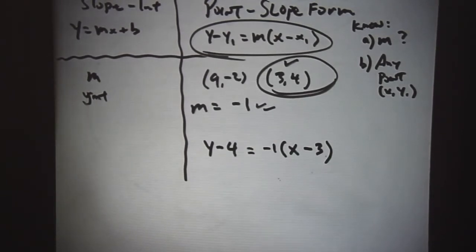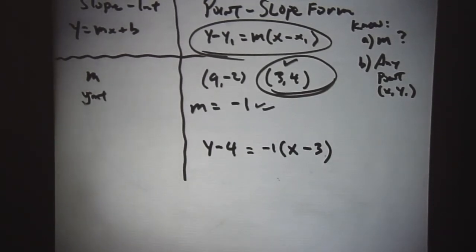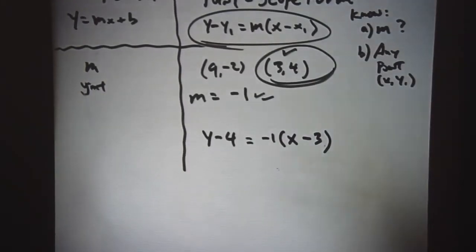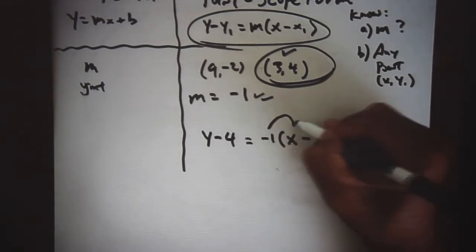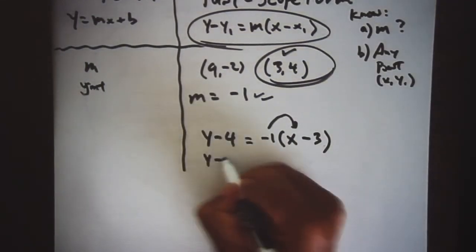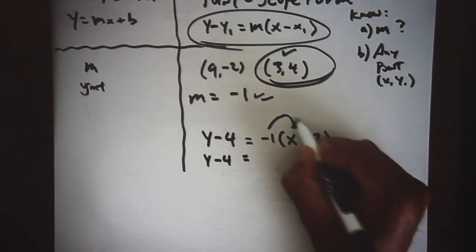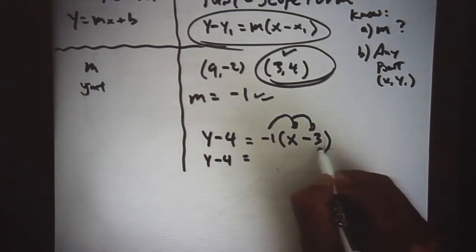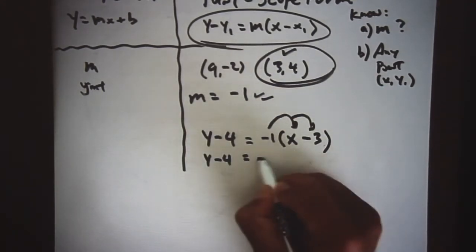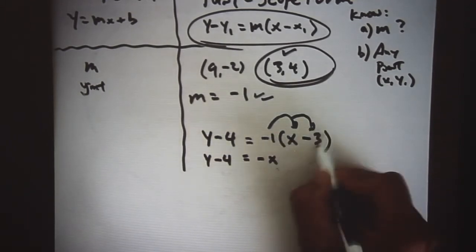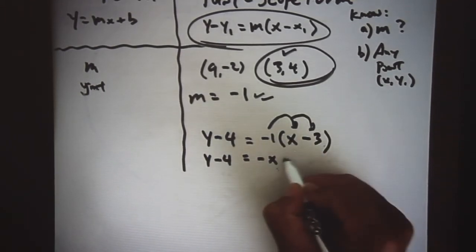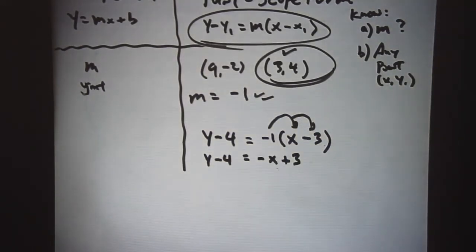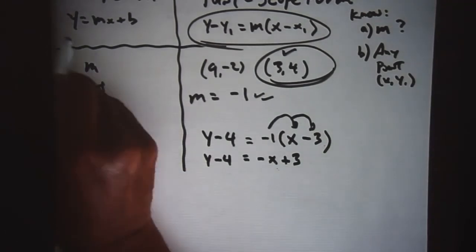But let's say, for the sake of example, you want to get this into slope-intercept form, that mx plus b form. You can easily do that with a little algebra. So I'm going to distribute the -1, so I'm going to keep the y minus 4 on this side, equals, when I distribute the -1 to the stuff in the parentheses, it gives me -1 times x is -x, -1 times -3 is +3, and the next step is to get y by itself, so it gets in that y equals mx plus b form that we're so accustomed to seeing.